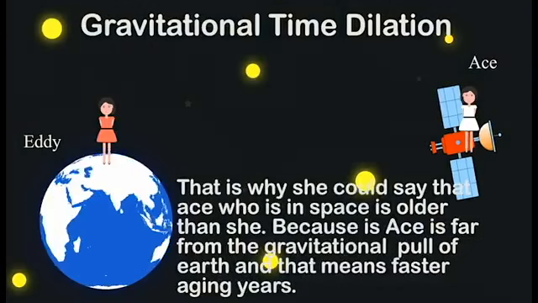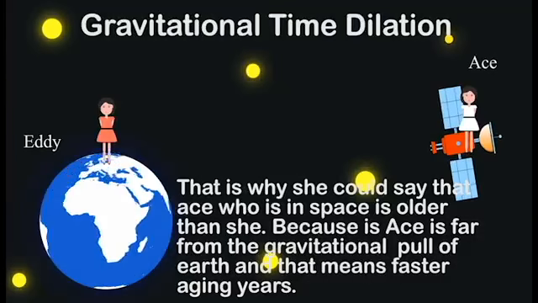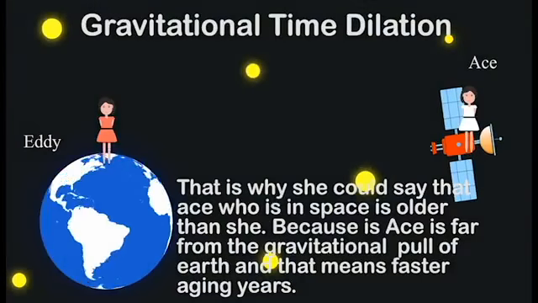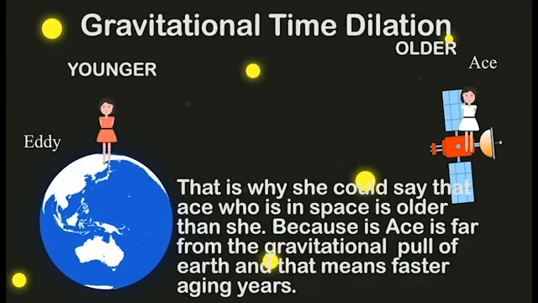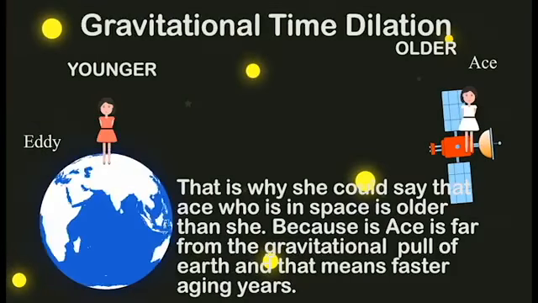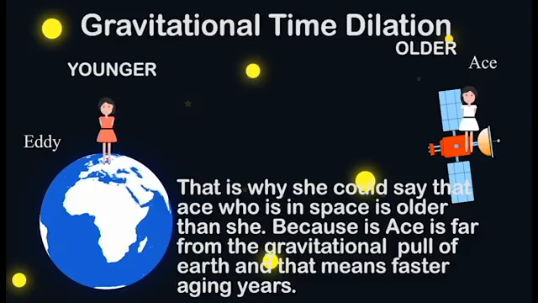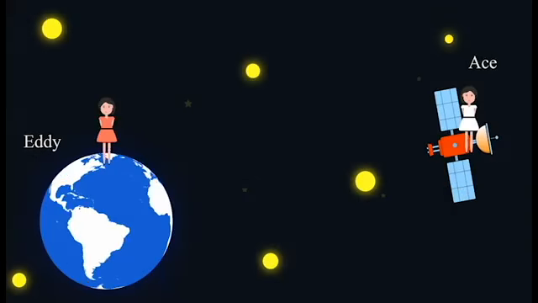That is why she could say that Ace, who is in space, is older than she is. Why? Because Ace is far from the gravitational pull of the Earth. That means faster aging.